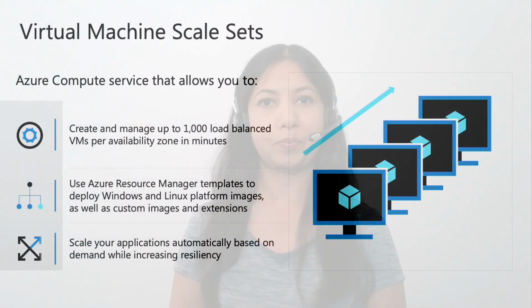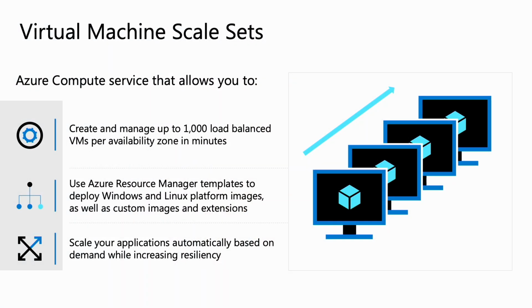So let's get started. Virtual Machine Scale Sets, or VMSS, is an Azure service that allows you to deploy your compute capacity with dynamic scalability and high availability. With VMSS, you can create up to 1,000 VMs and easily manage them for your application. You can use either Windows or Linux VMs, and you can choose to deploy with spot VMs or regular on demand VMs.